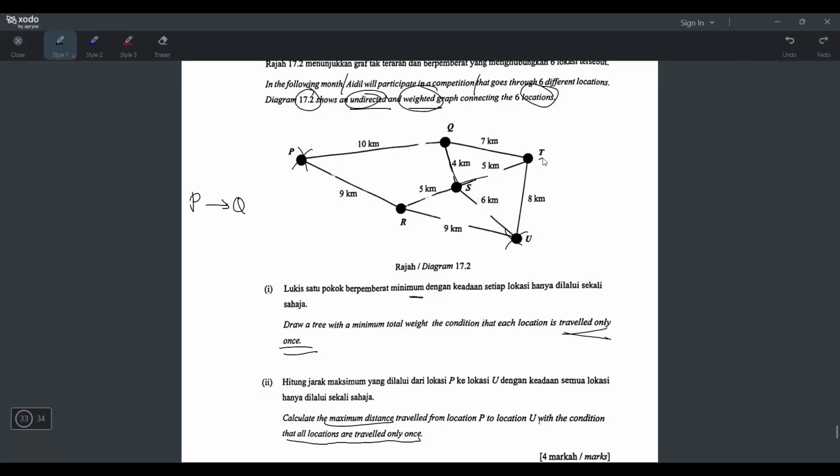And you cannot go S, go T also, because it will get stuck. So the only way is P, Q, go T, and then go S, R, U. Okay, that's the only way. Understand, right? And then the other way is like P.